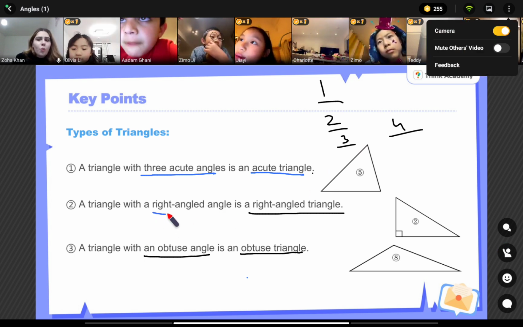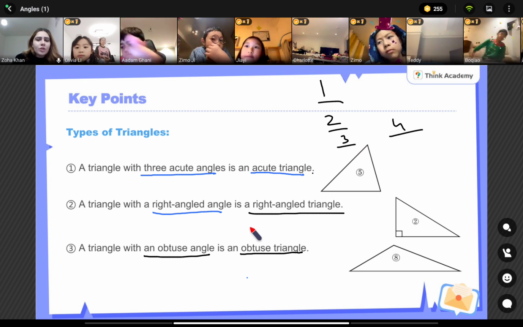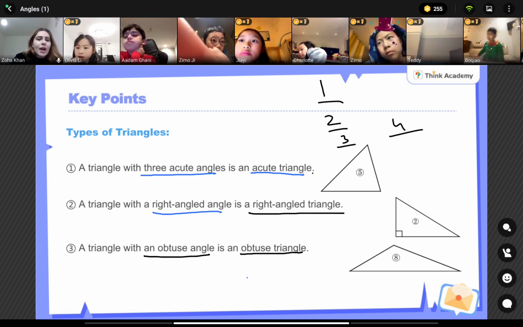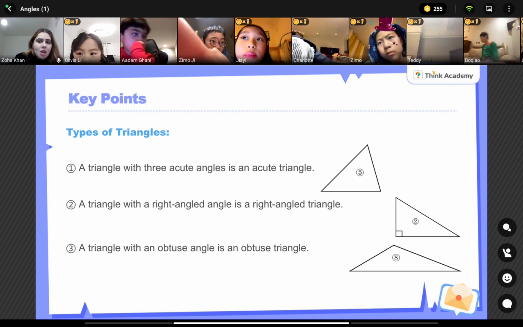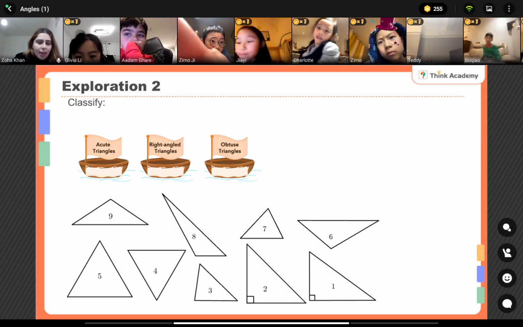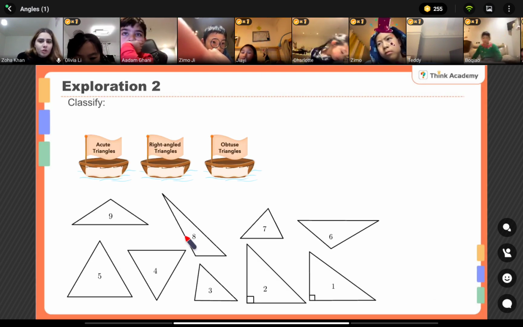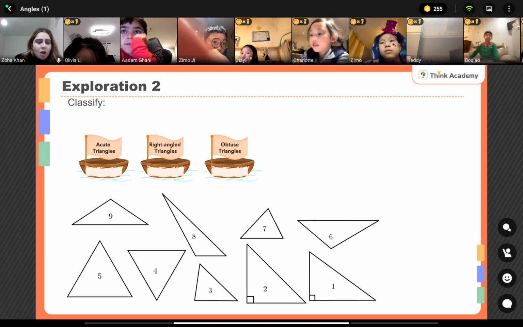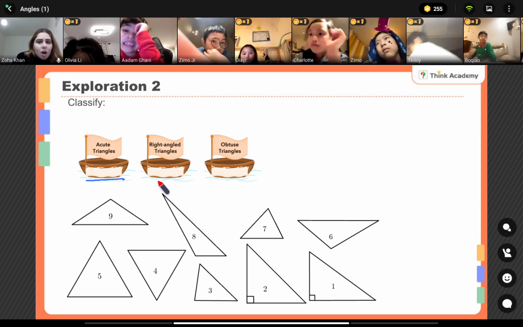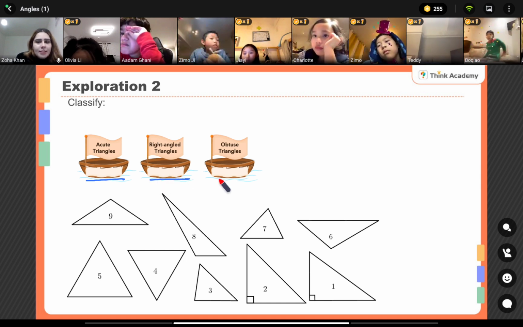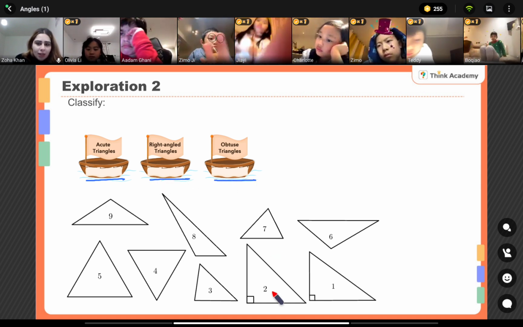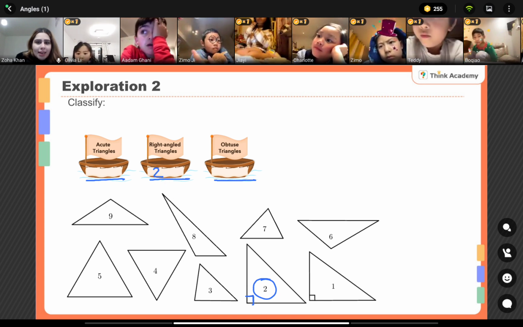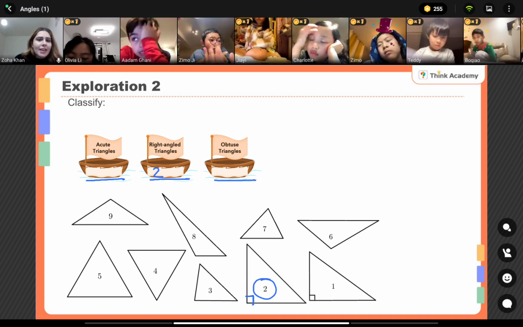Everyone, we know that a triangle with 3 acute angles is an acute triangle. A triangle with 1 right angle is called a right angle triangle. A triangle with 1 obtuse angle is called an obtuse triangle. Now that we know that, we've got 9 triangles here all together. I want you to put them into acute triangles, right angle triangles, or obtuse triangles. For example, number 2 has 1 right angle, so we can put number 2 over here.